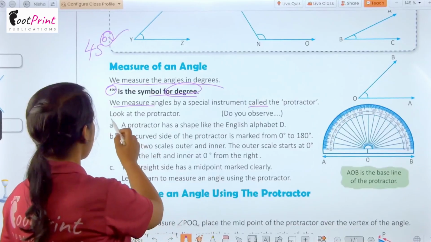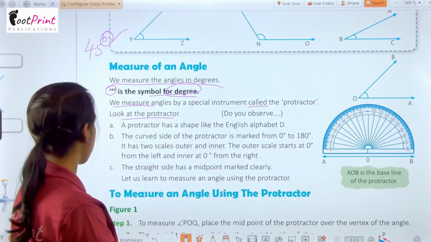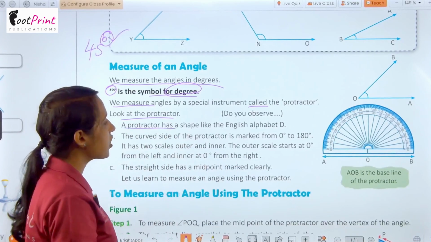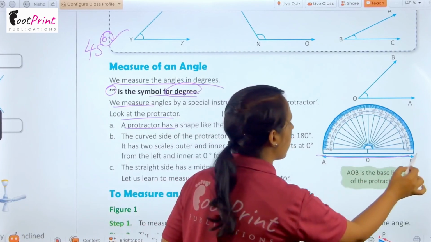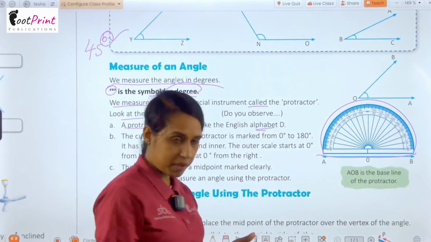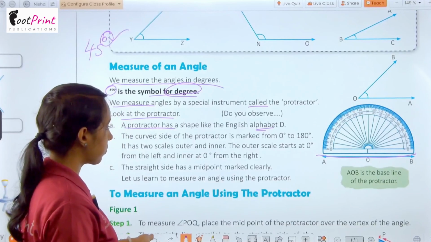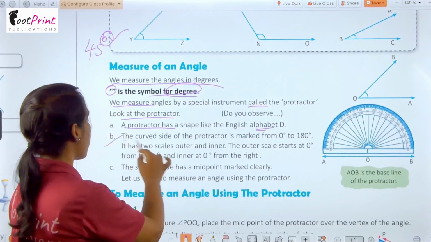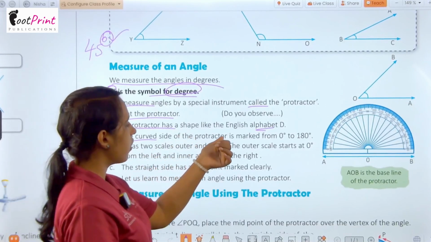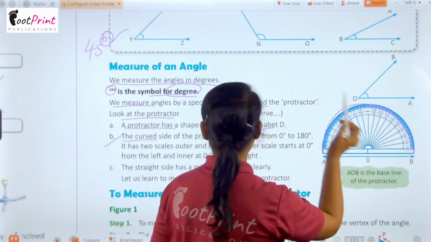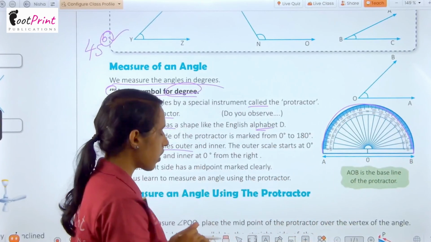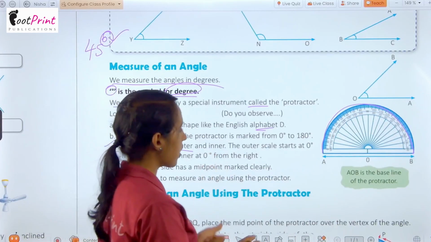Okay. So look at the protractor. Do you observe that a protractor has a shape like the English alphabet D? What is its shape like? Like D, the alphabet D. Okay. Now second one, the curved side of the protractor is marked from 0 degree to 180 degree. It has two scales, one is outer and one is inner.